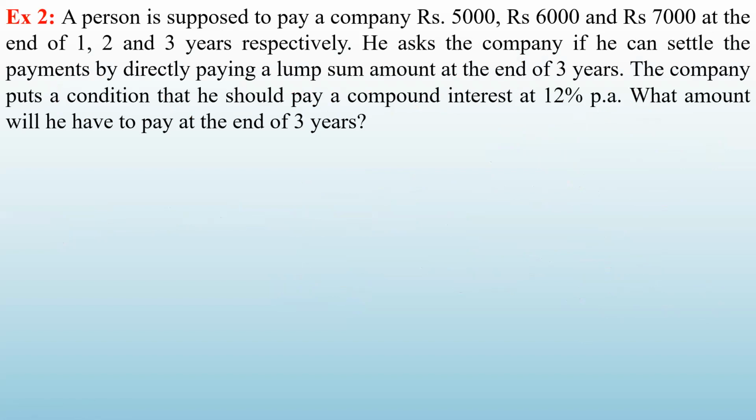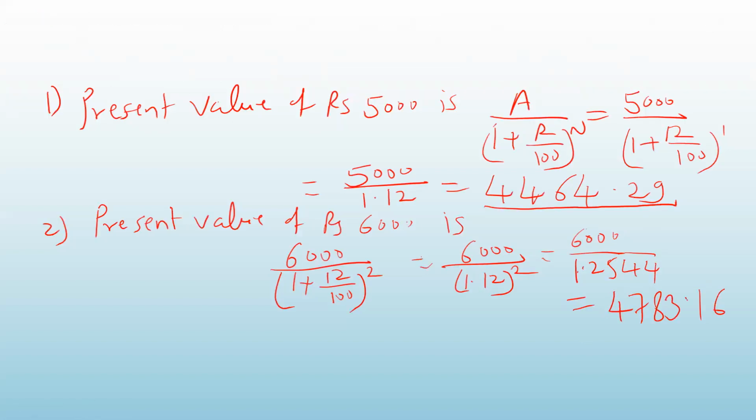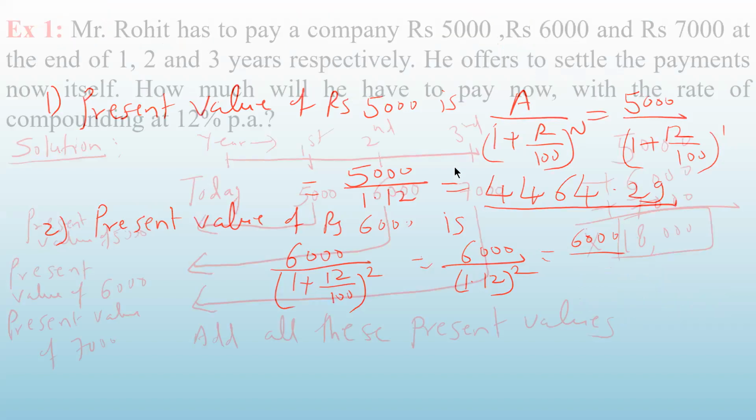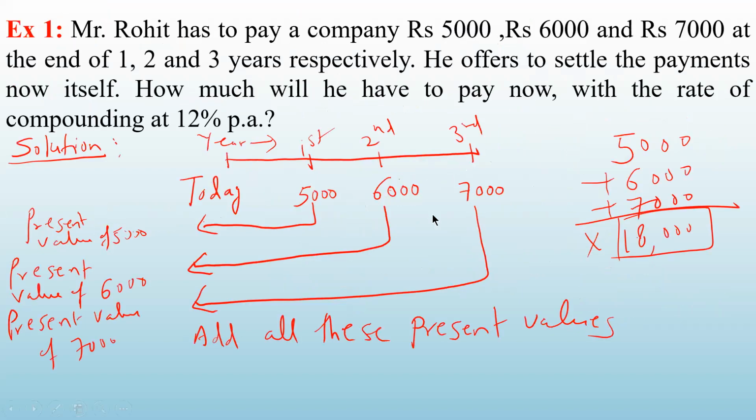Wait a minute. Let me find out here itself. I'm writing here because there is not much space. Present value of rupees 7000. It will be 7000 divided by 1.12 raised to power 3. Because for 7000 the period is 3 years, so n is 3.